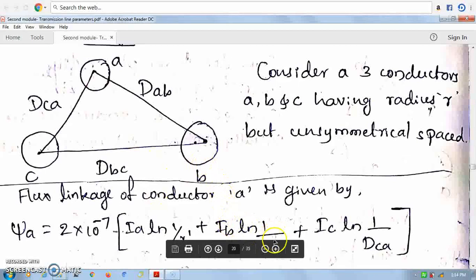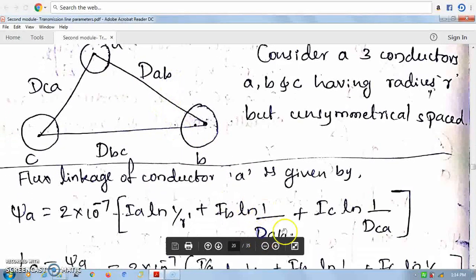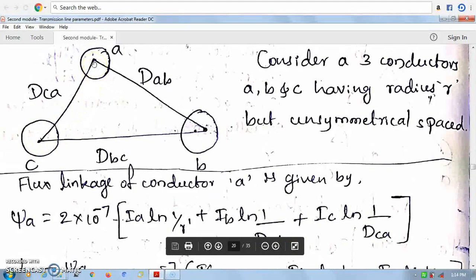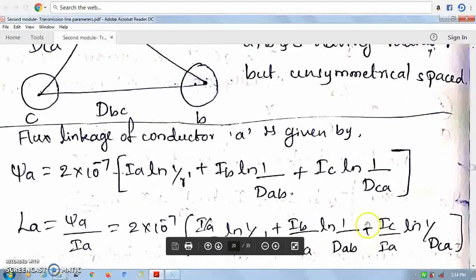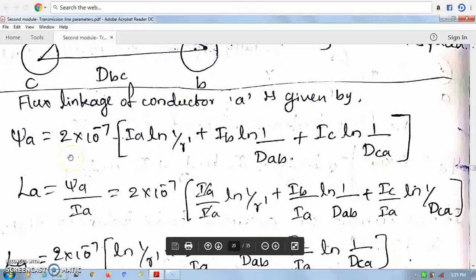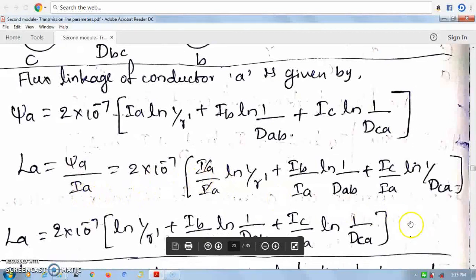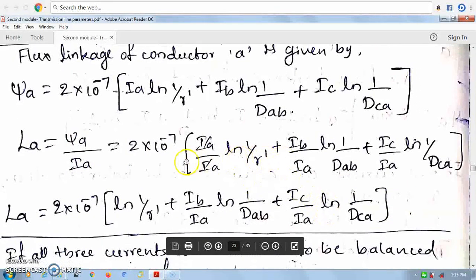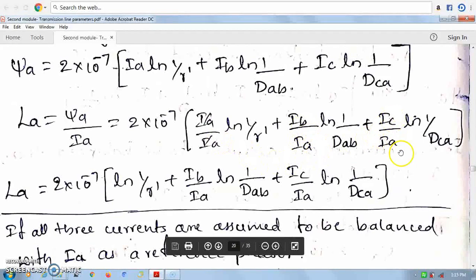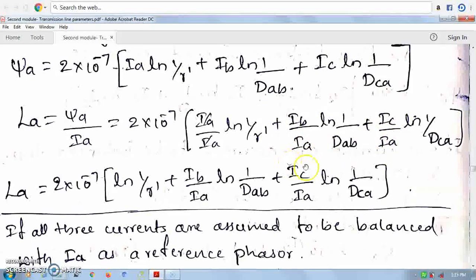Therefore, IB into ln of 1 divided by DAB, plus conductor C carries the current IC. So on conductor A, the flux linkage due to conductor C is IC ln 1 divided by DCA. Okay. Therefore, this is the flux at conductor A. Next, the inductance of conductor A is the flux linkage of conductor A divided by the current IA. So IA, take it inside and it cancels here, leaving IB by IA and IC by IA, which we have to substitute here.